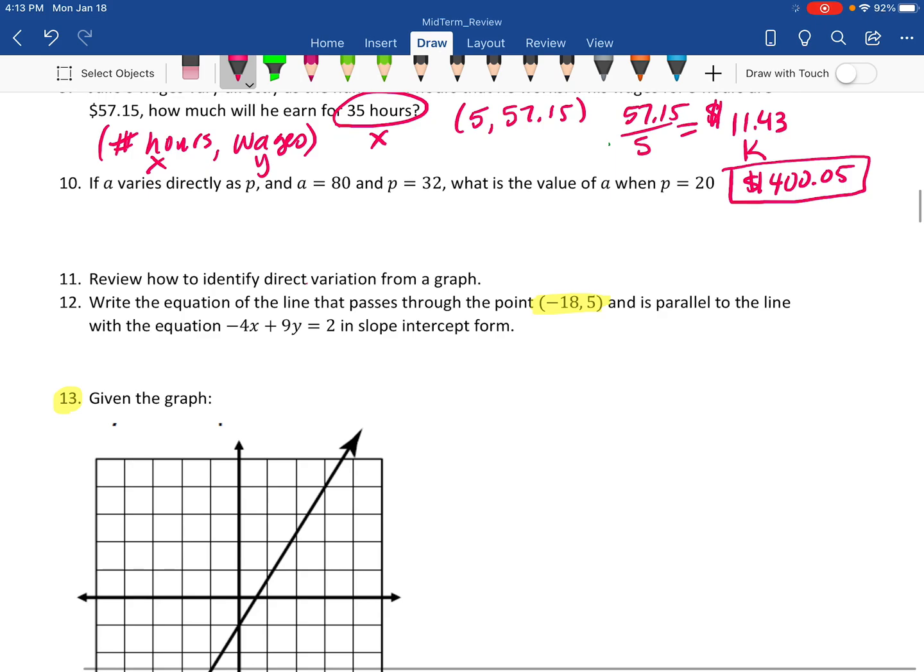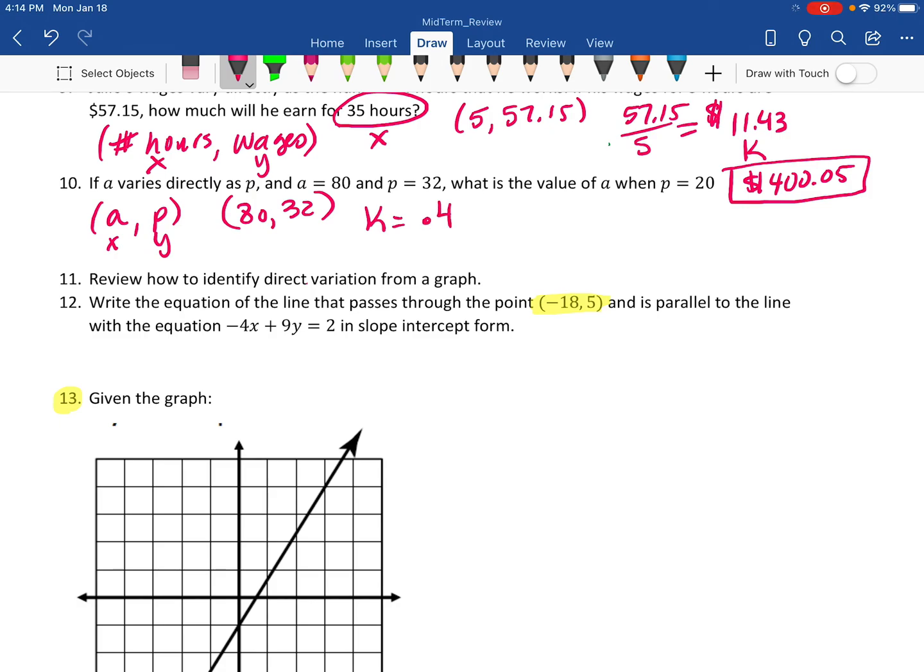Okay? Same situation for number 10. Y varies directly as P, so that means that A is going to be our X value and P is going to be our Y value. So that's going to be 80 and then 32, okay? So that means our K value is going to be 32 divided by 80, which is going to give me 0.4. Okay, now we're looking for the A value, so remember, be careful. So if this normally is y equals kx, our y is the P value, our x is the A value. So this is going to be P is equal to 0.4 A.